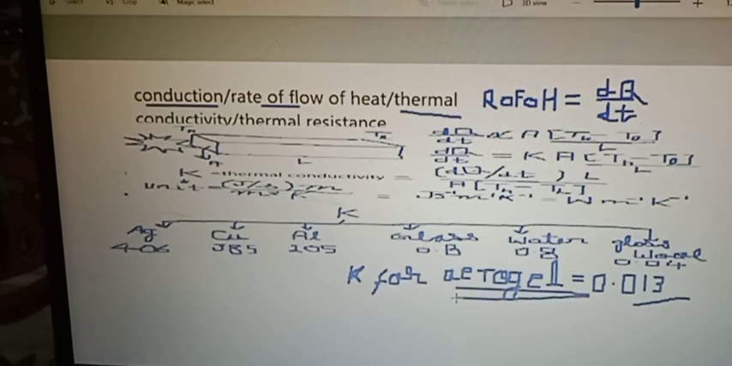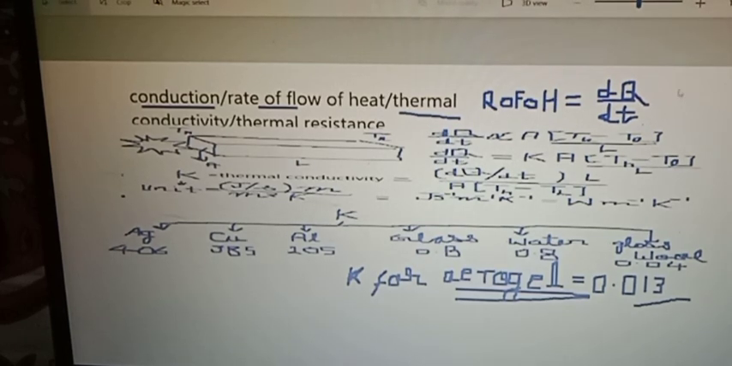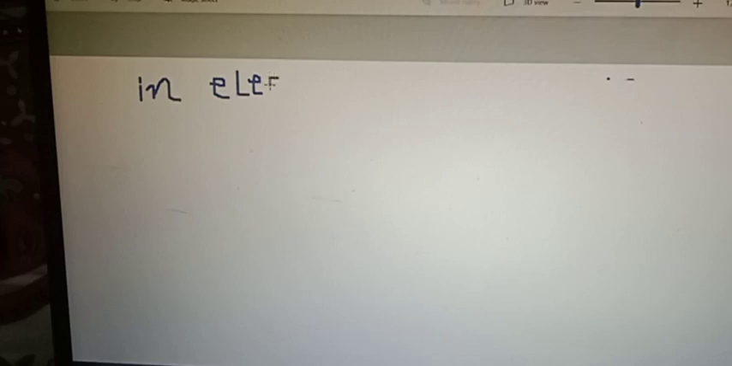There is another term which is called aerogel. Aerogel is commonly used in space technology and all for thermal insulation. It has a very small value. All right, so in terms of this thermal conductivity, we can understand which material is suitable for faster thermal conduction and which is suitable for insulation purpose.